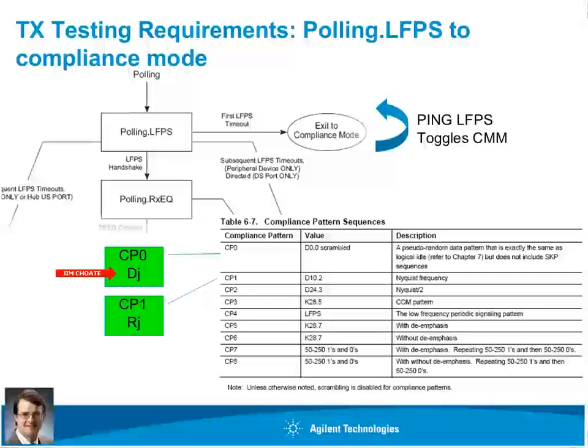SIGTest is a software tool provided by the USB-IF that we integrate directly into our test software to do official compliance testing. The way you go between CP0 and CP1 is through what's called a ping LFPS signal, where we toggle the compliance mode by issuing a signal into the receiver of the device under test, and when it sees that signal, it will transmit or toggle to the next test pattern.